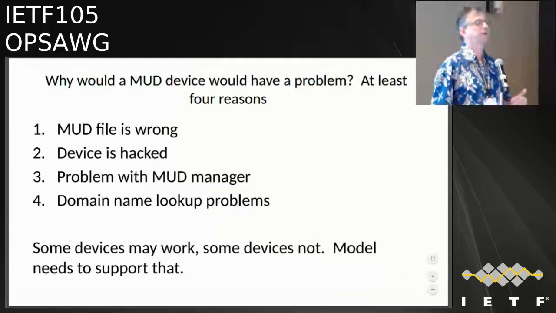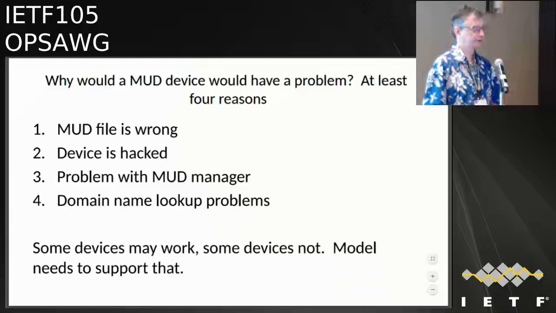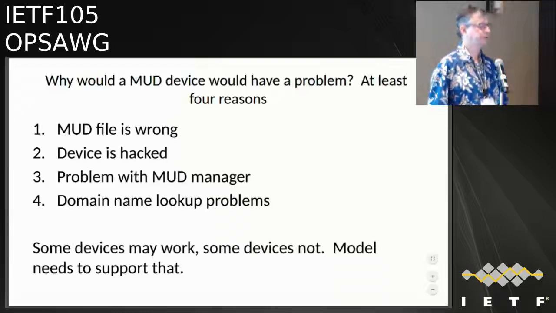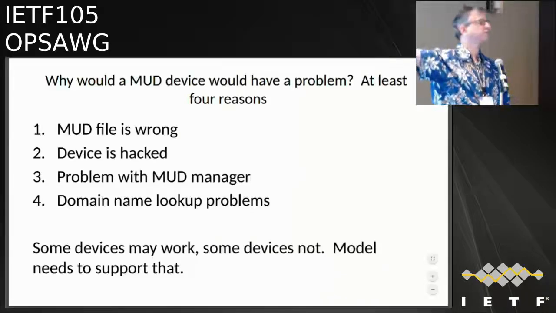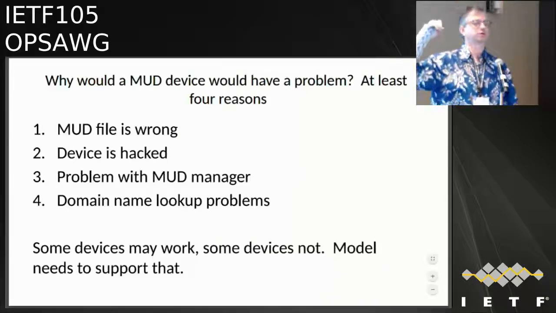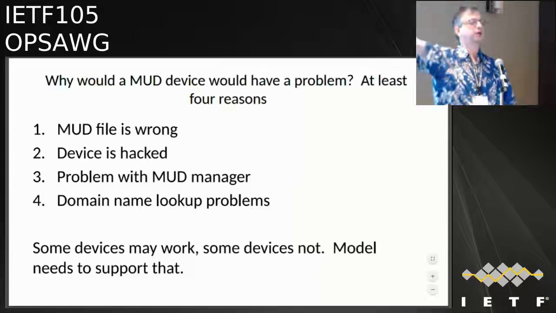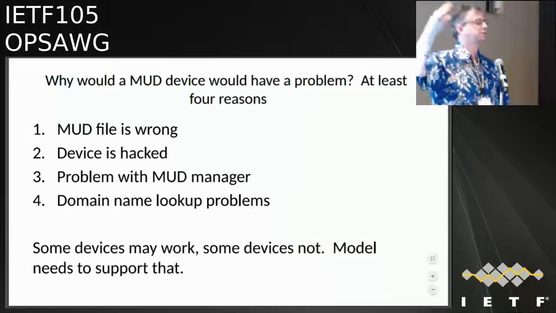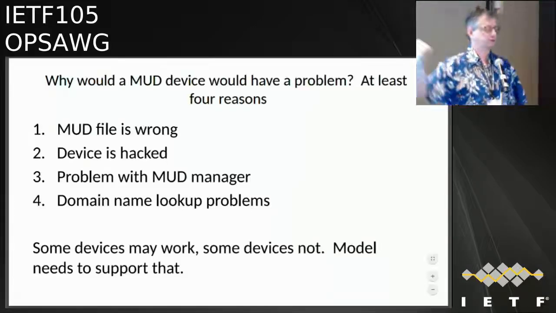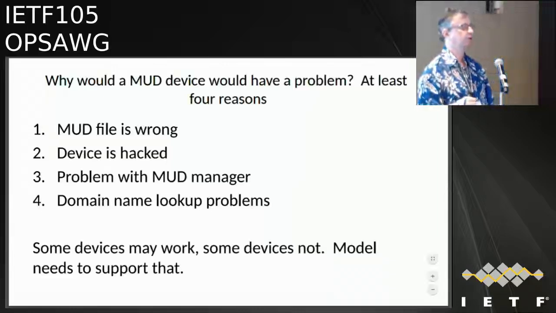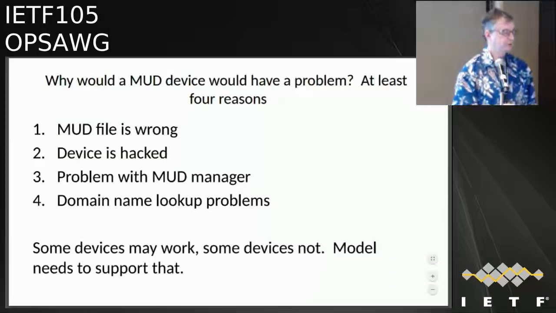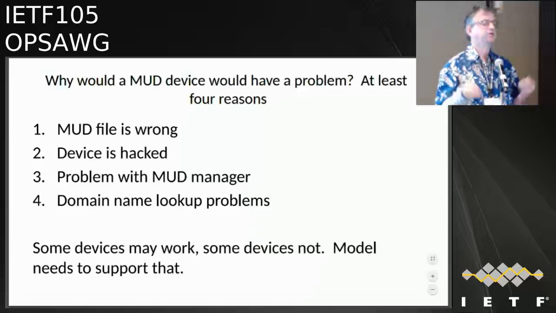Is there a problem with the MUD manager where it's not filling out the abstractions correctly? Is it a problem with, say, domain lookups? If you're saying, please permit access to domain such and such, is the resolution occurring differently between the device and the policy enforcement point, such that the device is being blocked even though the domain maps to that IP address? So these are some of the problems that could crop up in a MUD implementation. Our model needs to support a little bit of this.